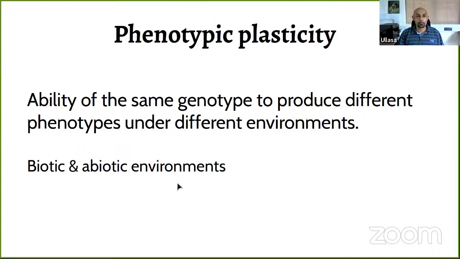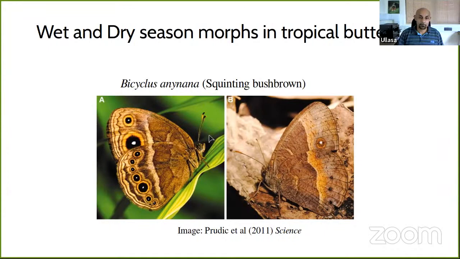Here's one more example of phenotypic plasticity. This is a butterfly in Africa, Bicyclus anynana. In the wet season, when there are a lot of green leaves everywhere, the vegetation is green and fresh and so on, the butterflies look like this. On the underside, they have these very intricate circular structures called eye spots. Experiments have shown that these eye spots can protect the butterflies against predation.